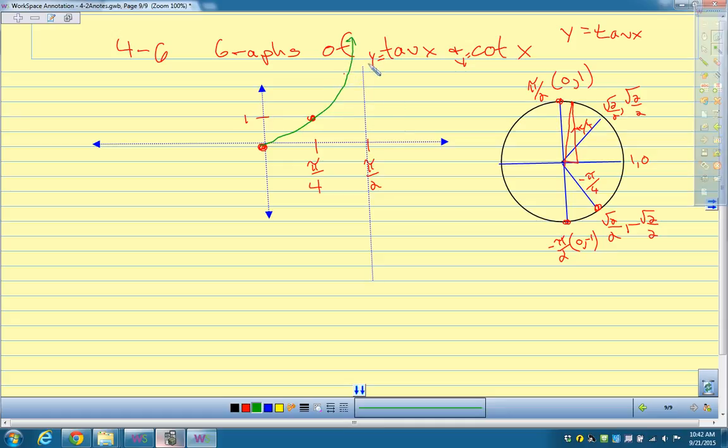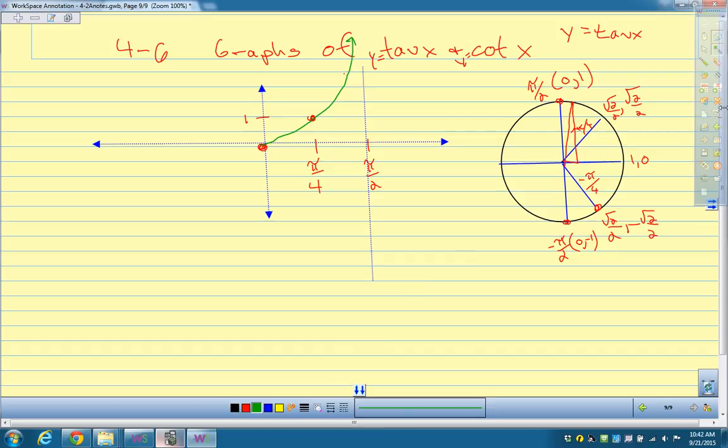Now, because functions, you don't like to have what's called a discontinuity in the middle of it, we're going to continue, instead of going this way, we're going to continue backwards. So what is the tangent of negative pi over 4? What's y over x in this case? Negative 1, okay? And then it goes to negative infinity.